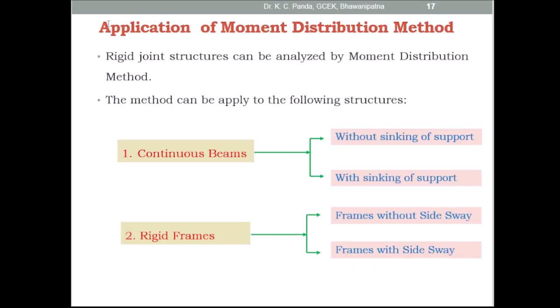Then the application of moment distribution method. The rigid joint structures can be analyzed by the moment distribution method, and this method can be applied to the following structures. First, the continuous beam and the rigid frames. The continuous beam can be solved without sinking of support and with sinking of support. Similarly, the rigid frames can be solved as frames without side sway and frames with side sway. So these are the different cases. Easily you can analyze the beams and rigid frames by using the moment distribution method.